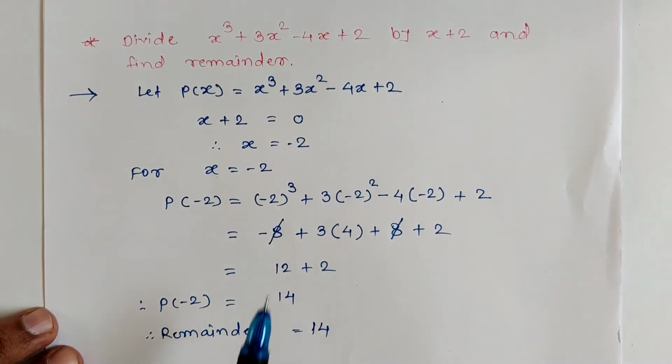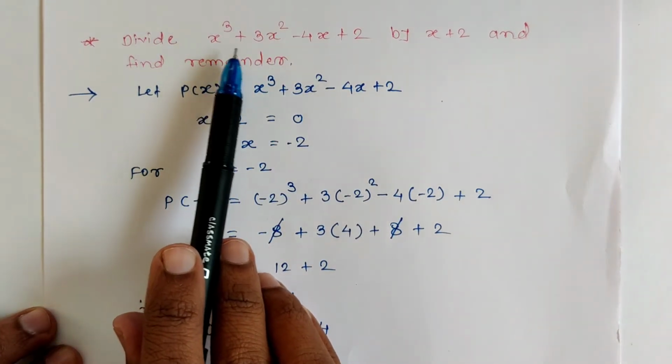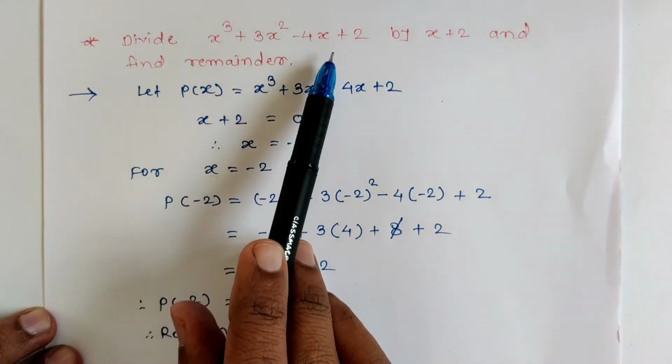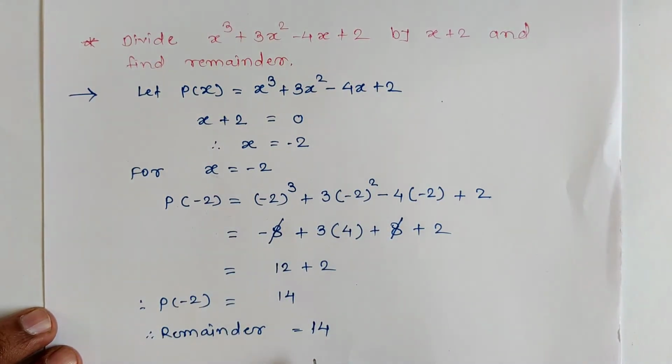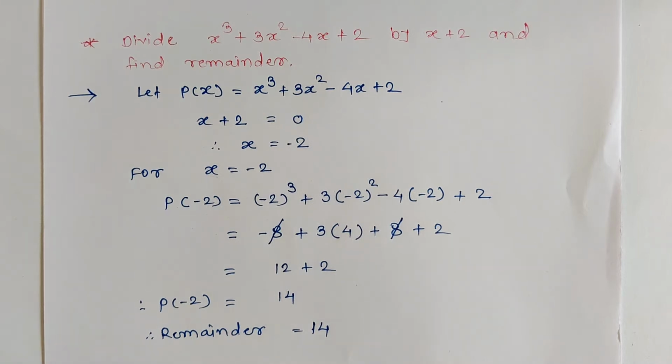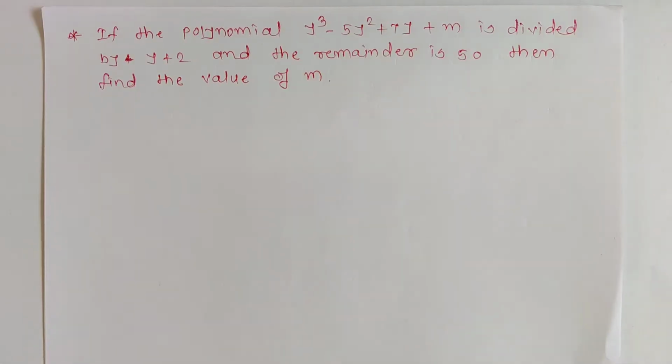That is, if we divide the polynomial x cube plus 3x square minus 4x plus 2 by x plus 2, we get the remainder 14. So this is how, by using the remainder theorem, we can find the remainder if we divide a polynomial by another polynomial. Let us solve another problem based on the remainder theorem.